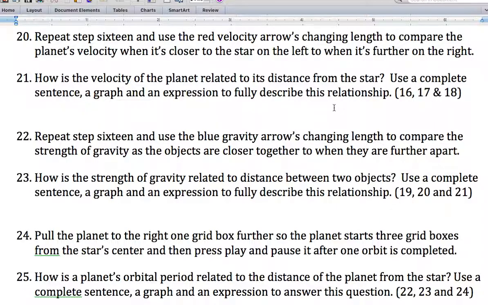Okay, so that takes care of that. Oh wait, no, that takes care of how the velocity is related to distance. Okay, so repeat step 16. Look at the blue, gravity's arrow, changing length. Compare the strength of gravity as the objects are closer together to when they're further apart.